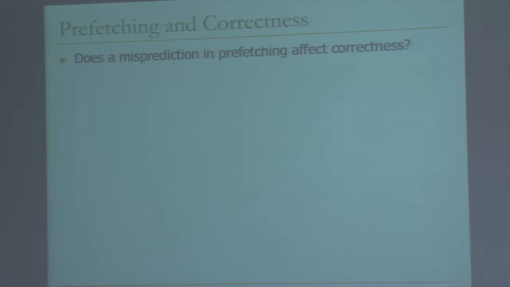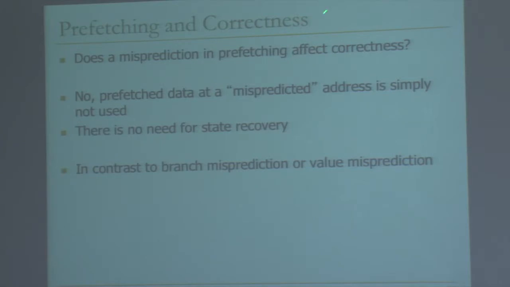OK, one thing to be clear on is prefetching doesn't really affect correctness, right? Because it's really predicting an address. And if you have a misprediction in prefetching, meaning if you mispredict an address, if you say, I'm going to use this address soon, but you're not going to use that address, that shouldn't affect correctness, right? Because the prefetched data at a mispredicted address is simply not used.